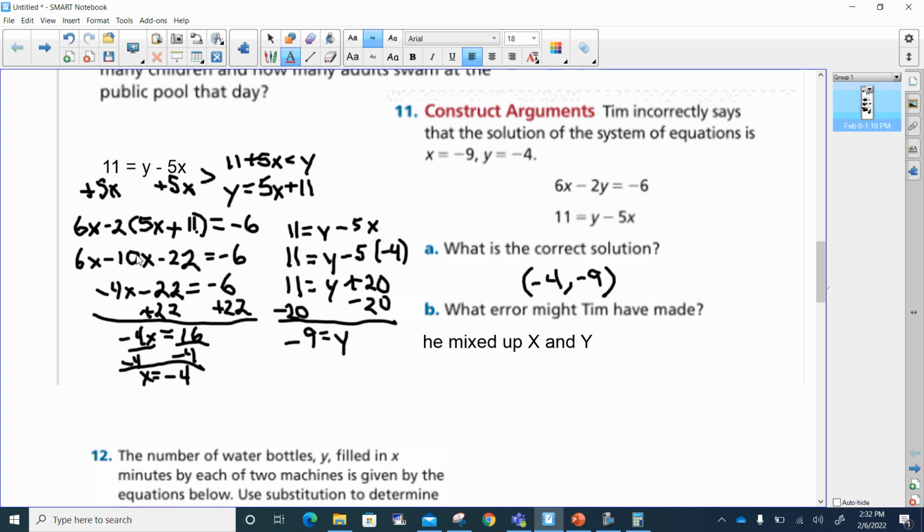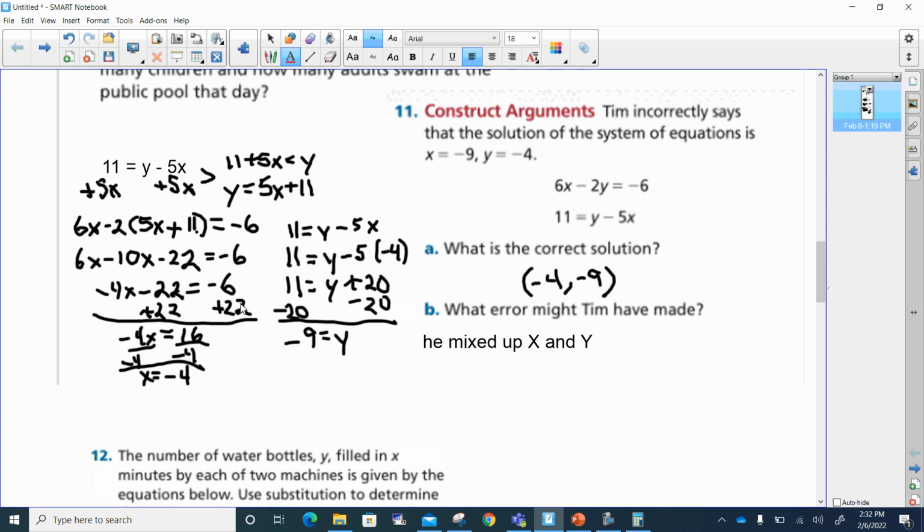Now I'm going to combine my like terms. I have 6x minus 10x. That's a negative 4x. I bring down my negative 22 equals negative 6, and that gives me my new equation. I have to isolate my variables, so I'm going to get rid of negative 22 by adding 22 to it.